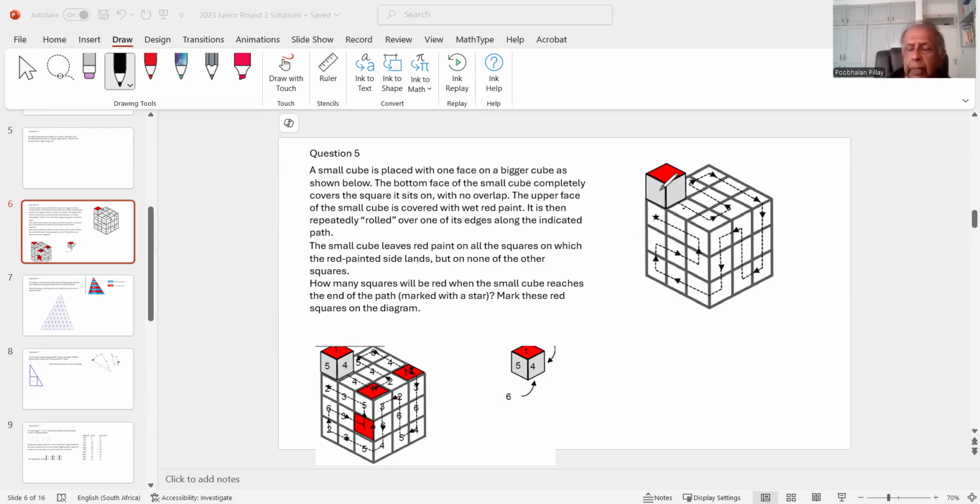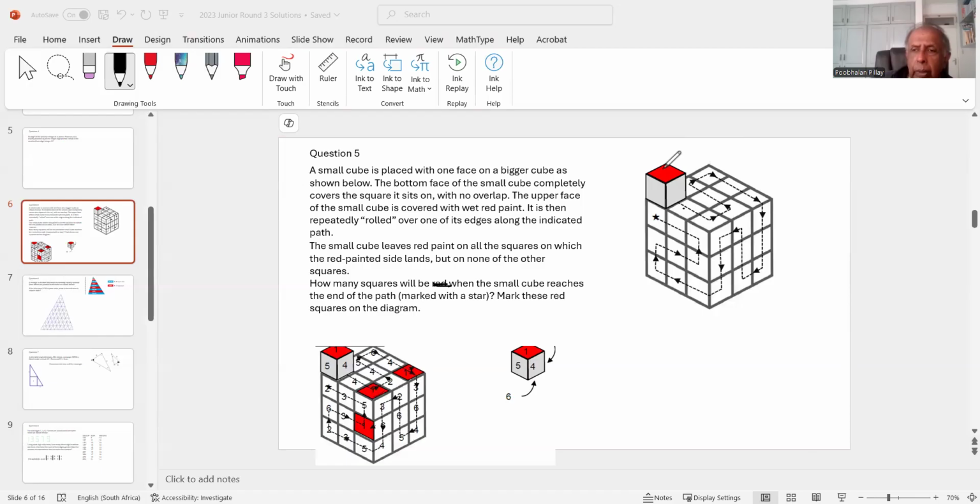And the question is, only one face is painted. As it goes onto these, some of these squares will be smudged with paint, only when the top is hitting the floor. So whenever the red paint falls on the floor, that part has got paint on it. So the question here is, how many squares will be red when the small cube reaches the end of the path? In other words, where does the paint actually fall?